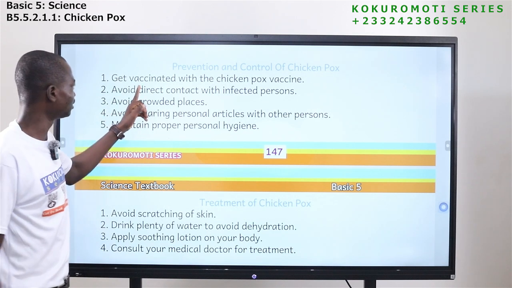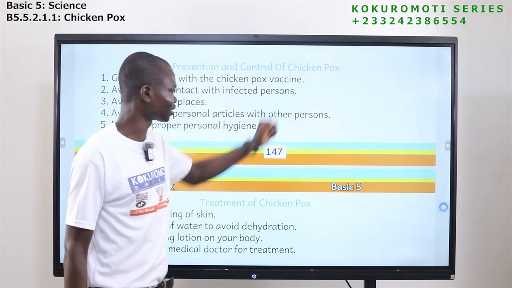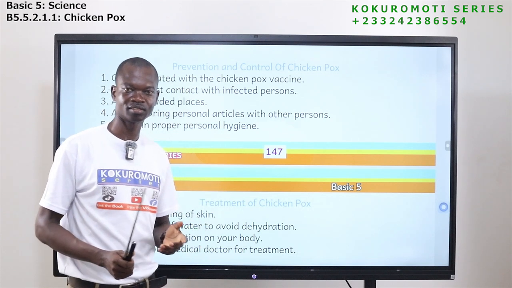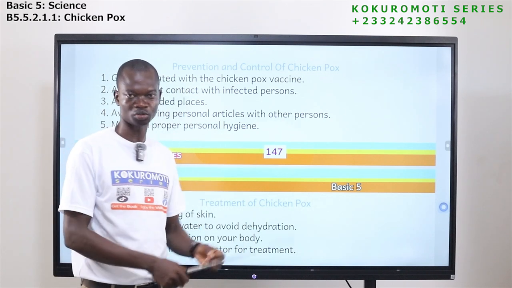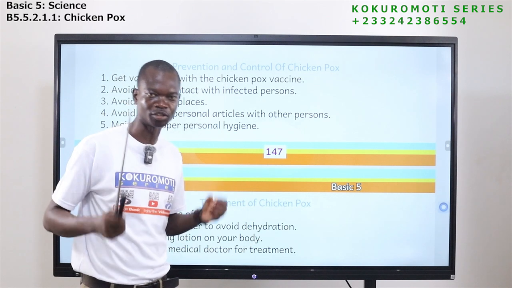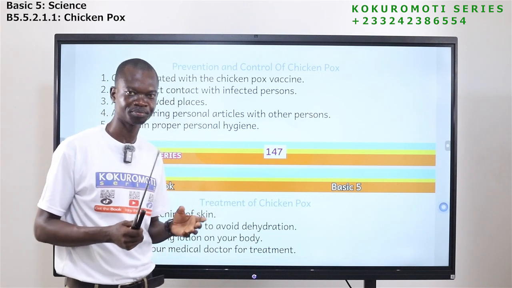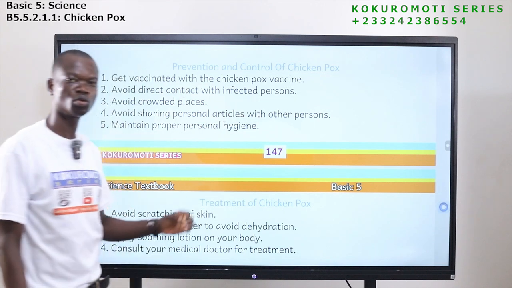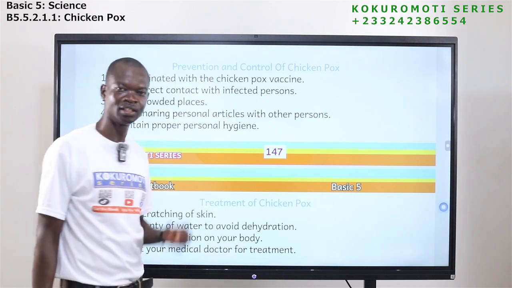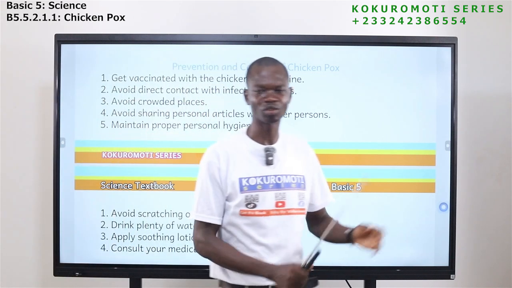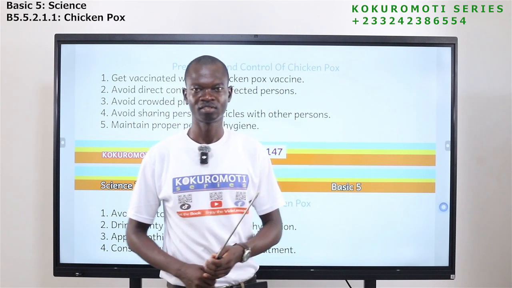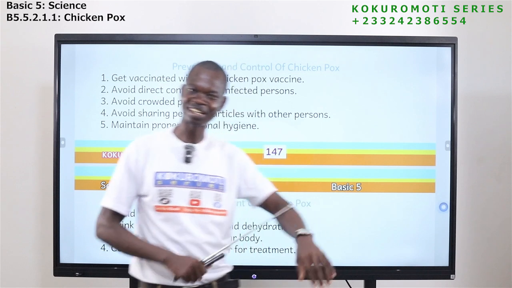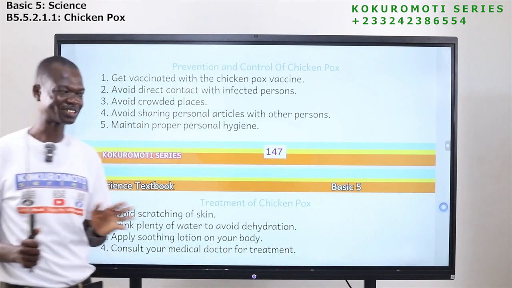So we are looking at it. 1, get vaccinated with chickenpox vaccine. It's a medicine that they give to you so that you become what? Okay. 2, avoid direct contact with infected persons. So if you know someone who has chickenpox, don't have body contact with the person. Don't go and hug the person. So you should understand that.